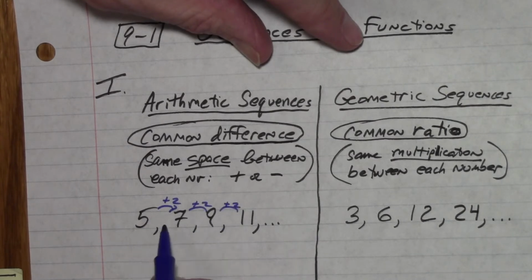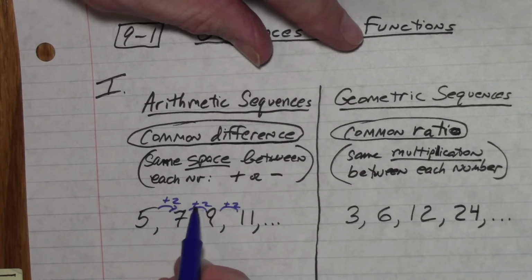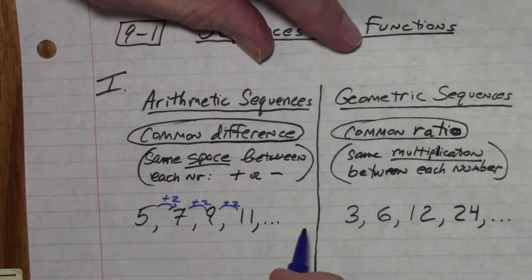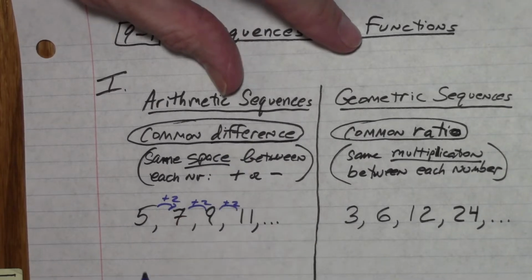If it was reversed, 11, 9, 7, 5, we'd be adding a negative 2 each time, which we call subtracting 2. So there's a common difference of positive 2. Call that d equals 2.